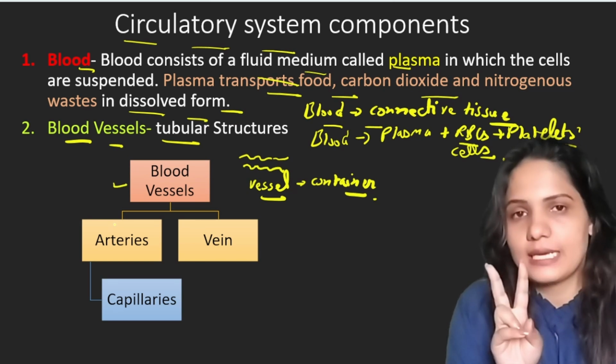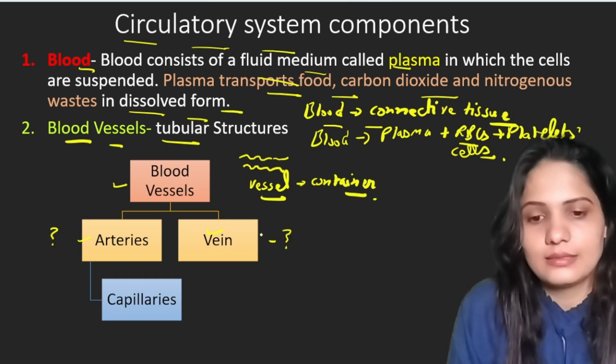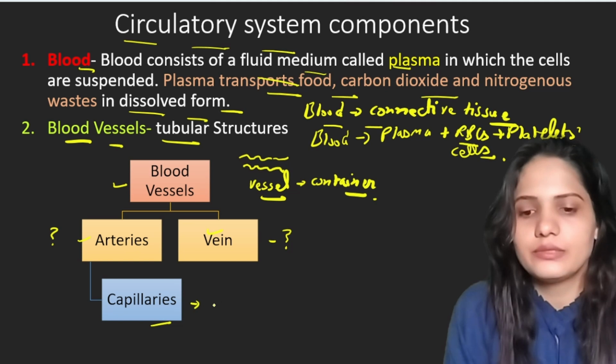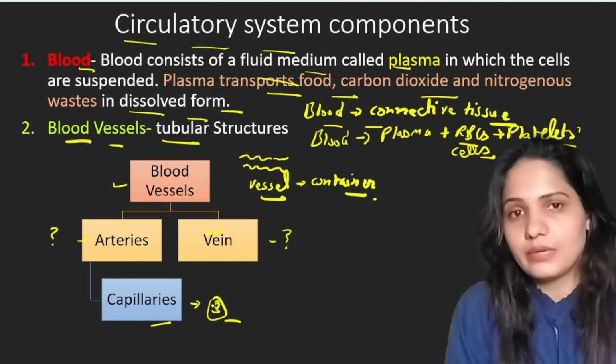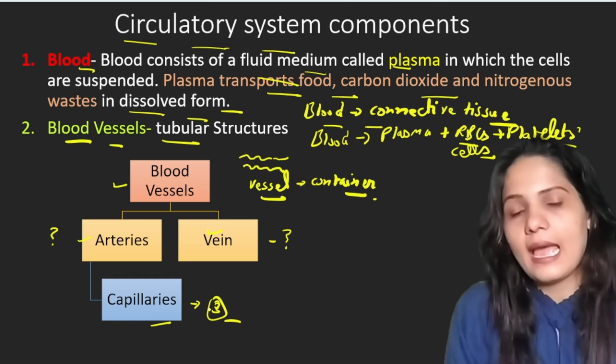Now we have different types of blood vessels in our body. We have two types of blood vessels: arteries and veins. What is artery, what is vein? What is the difference between these two types of vessels? And the third one we have is capillary. So in upcoming slides we will be discussing arteries, veins, the difference between both, and capillaries.